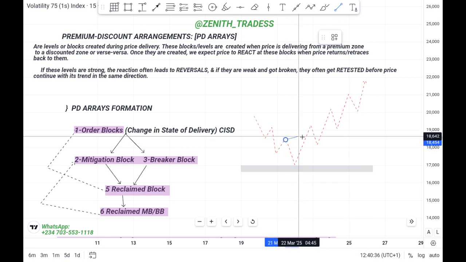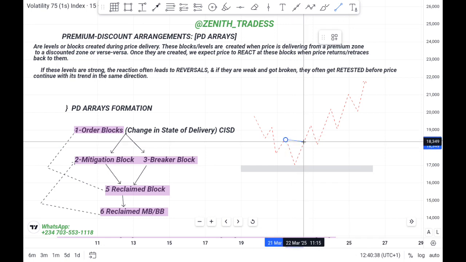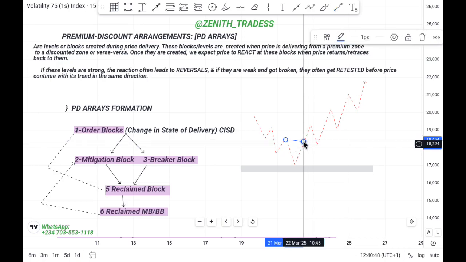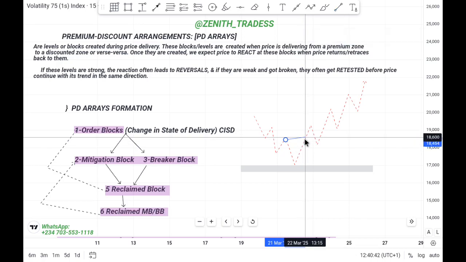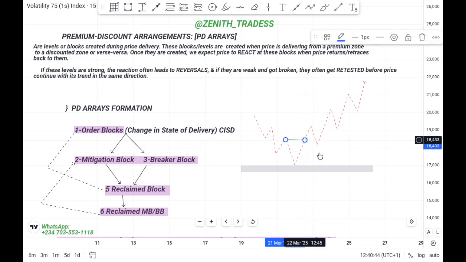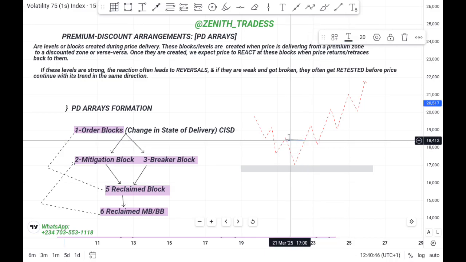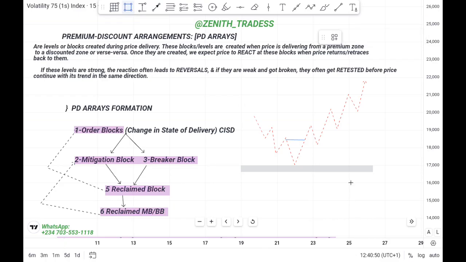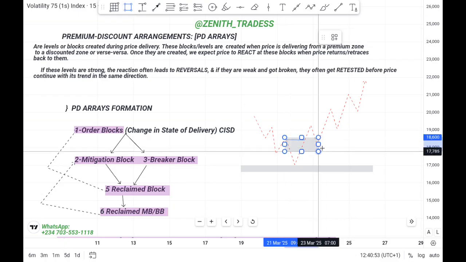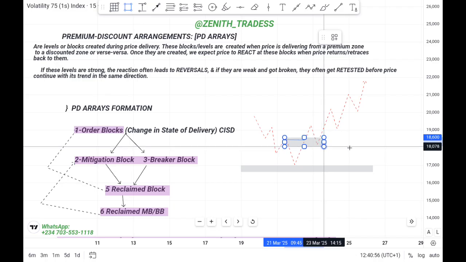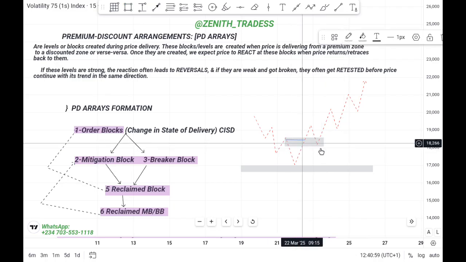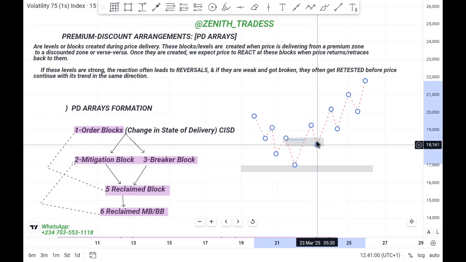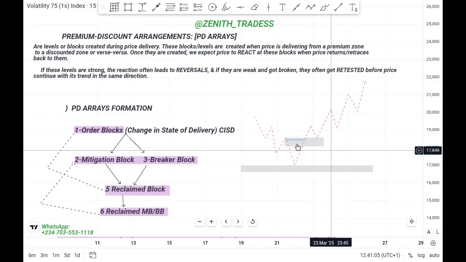Market structure shift or shock happens here, right? So if a shock happens in that region, when price is coming to retest the last old high that was invalidated before retesting, it gives birth to a breaker block. So the last high that was invalidated before price retesting is what we call a breaker block.